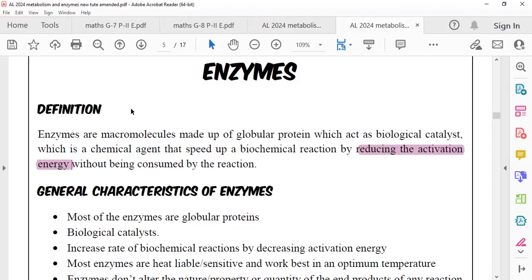Tell me, what is activation energy? It is the barrier energy. Do you know the word barrier? Yes, sir. It is the barrier energy a reaction should overcome to complete the reaction.